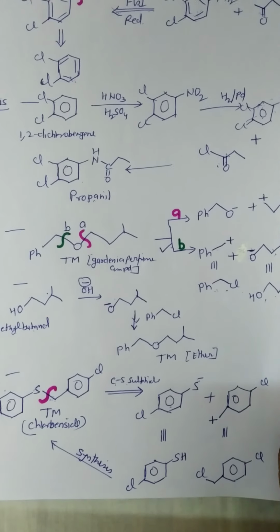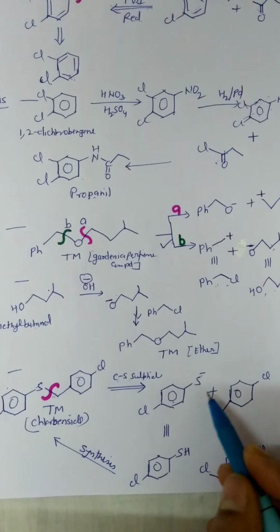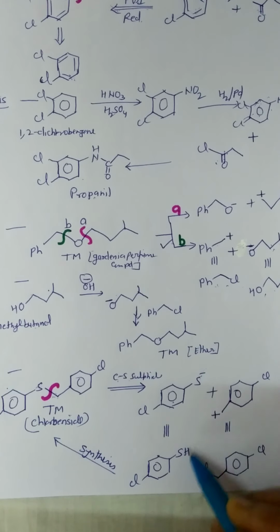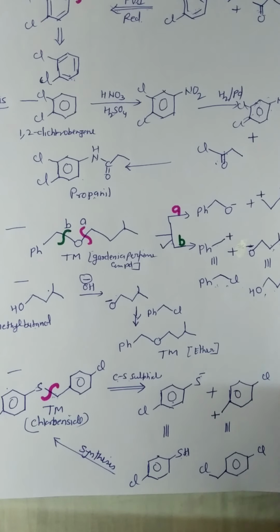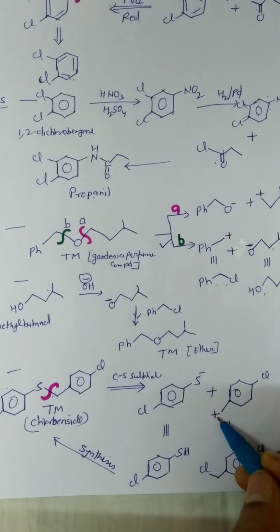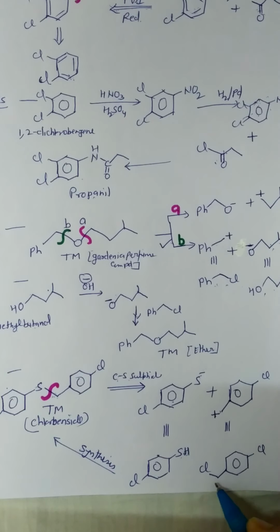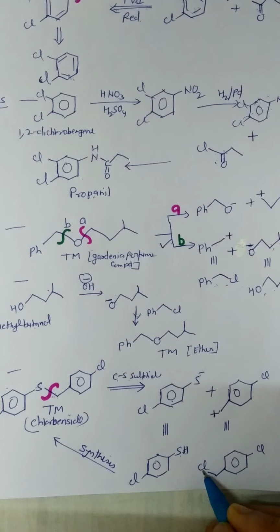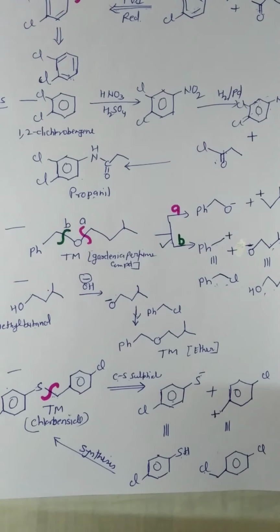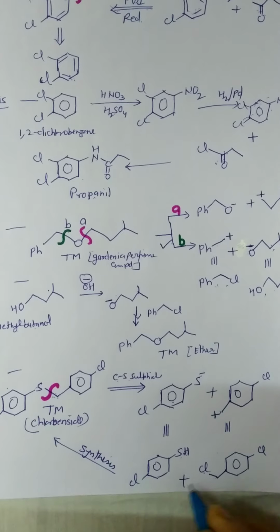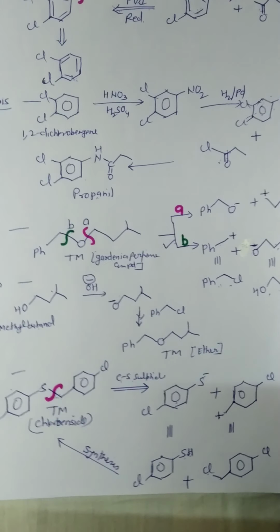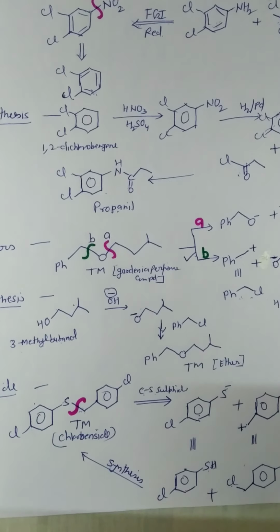This synthon is supplied by the synthetic equivalent by adding some positive part to this sulfur atom, SH, and by adding some negative part to this positively charged carbon atom. Therefore, here Cl is added, and on synthesis, these synthetic equivalents, which are the starting materials for chlorbenside, on joining give chlorbenside. Thank you.